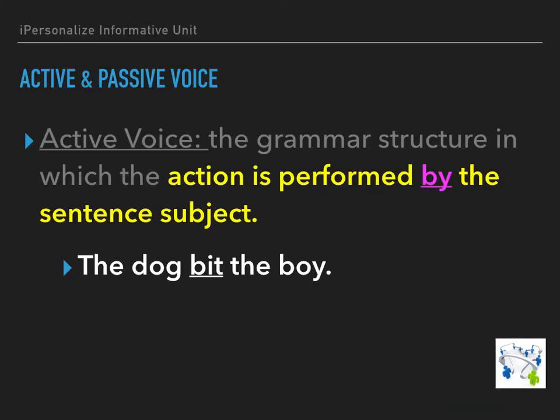Active voice is the grammar structure in which the action is performed by the sentence subject. So in the example, you see the dog bit the boy. The action of biting is being performed by the dog.